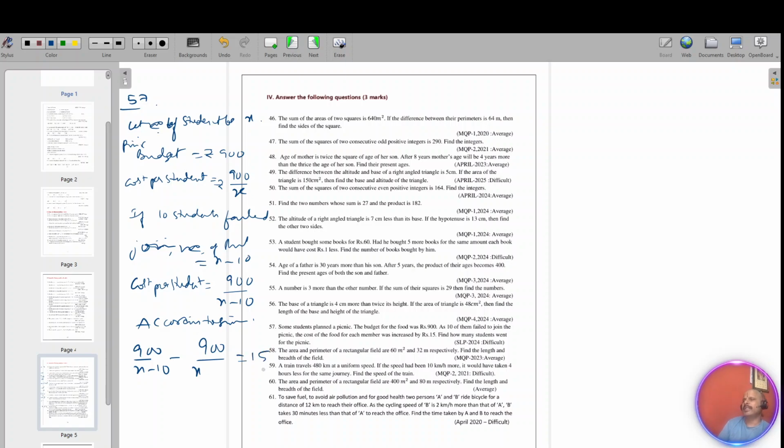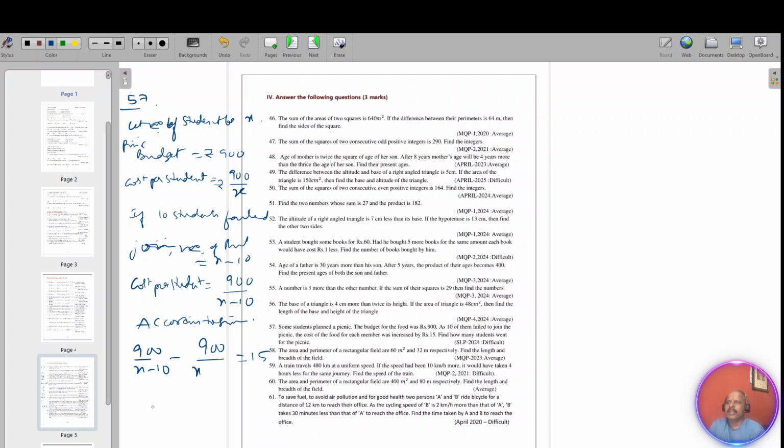So this 15 rupees increased means 900 by x plus 15 actually. That's what I wrote, I guess. 900 by x plus 15 is 900 by x minus 10. So either way, otherwise you can write like this also. Now you take LCM and solve it. I hope you know this solving, taking LCM and all. If you don't know, please visit my page, quadratic equation chapter I solved, including algebraic terms.